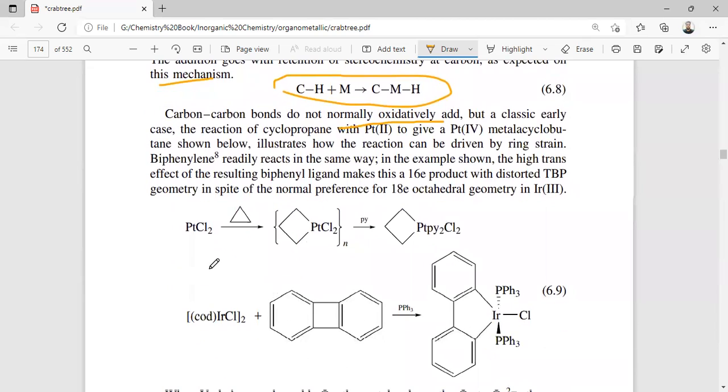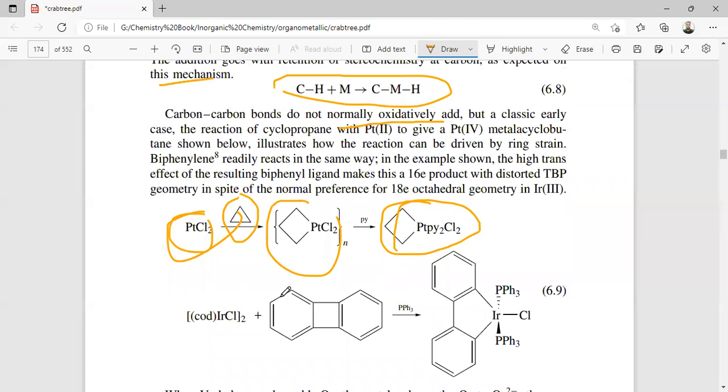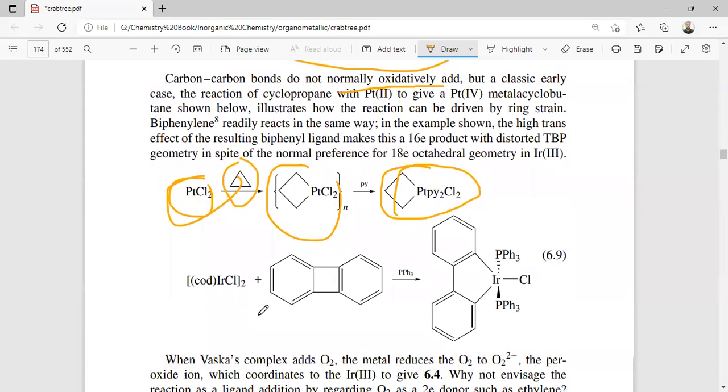So here, normally the carbon-carbon bonds do not undergo oxidative addition, but here is an example where cyclopropane reacts with the Pt complex to form this intermediate, and this is the Pt(IV) product. So here also, the biphenylene ring undergoes oxidative addition to the iridium center.